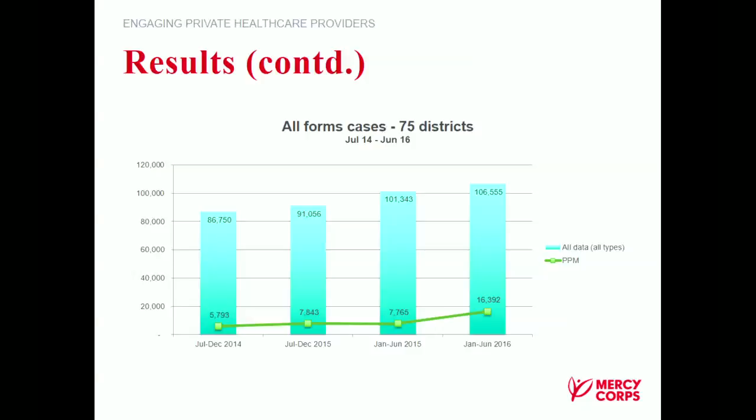The last two bars are Jan to June 2015 and Jan to June 2016. Here, our program was really well established in Jan to June 2016 in 75 districts, and there's a huge increase in the cases notified. If you compare the two time periods, in Jan to June 2015, we had about 8,000 cases notified by the private sector, and in Jan to June 2016, the number doubled.